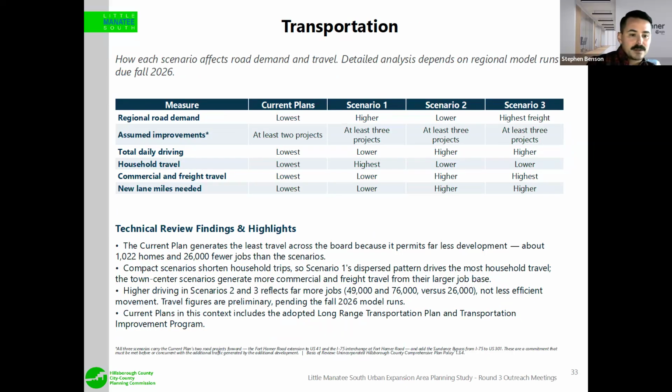For transportation, the technical review findings and highlights: the current plan generates the least amount of travel across all three scenarios because it permits far less development. Compact scenarios would shorten those household trips. So scenario one's dispersed pattern drives the most household travel. Scenario two generates more commercial and freight travel for the larger job base. Higher driving in scenarios two and three reflects far more jobs, not less efficient movement. Travel figures are preliminary pending model runs that will be conducted in the fall. The current plans in this context include the adopted long-range transportation plan and the transportation improvement program.